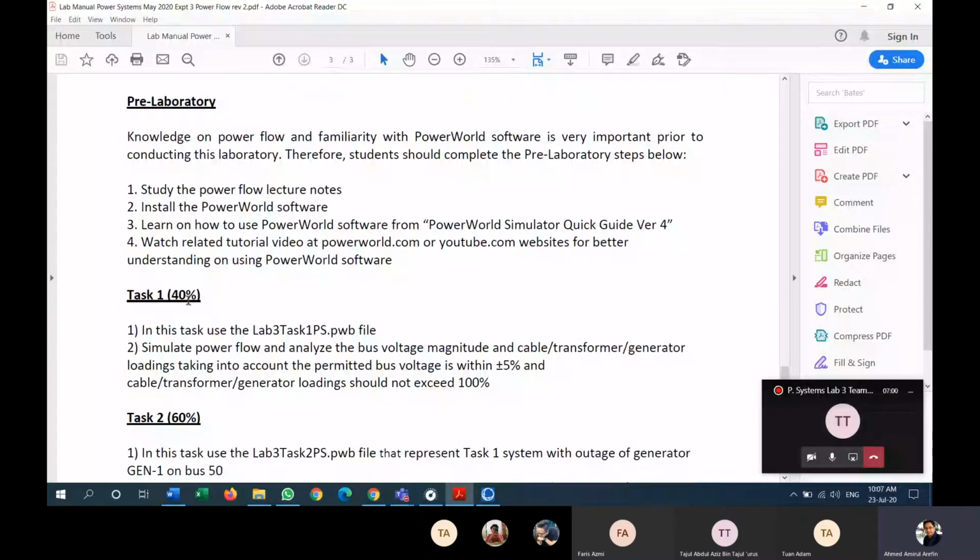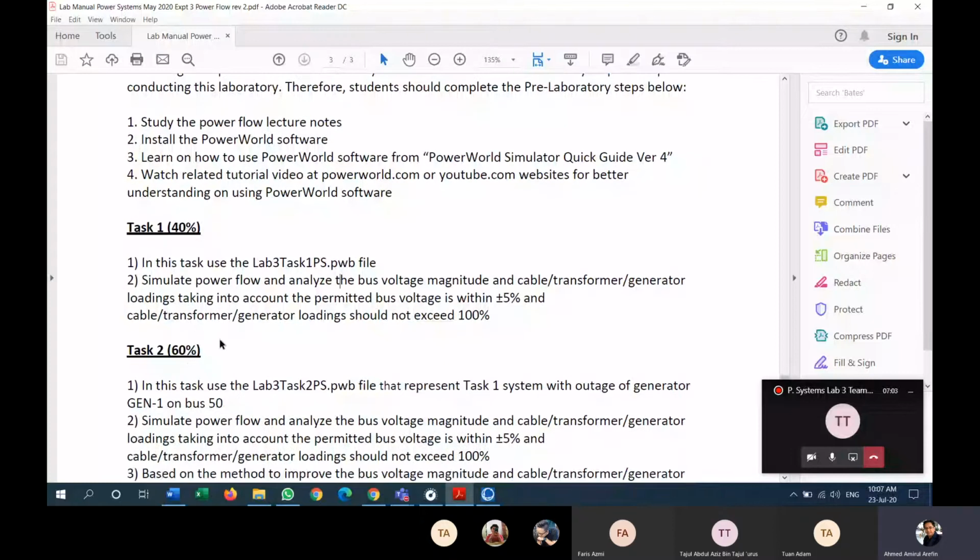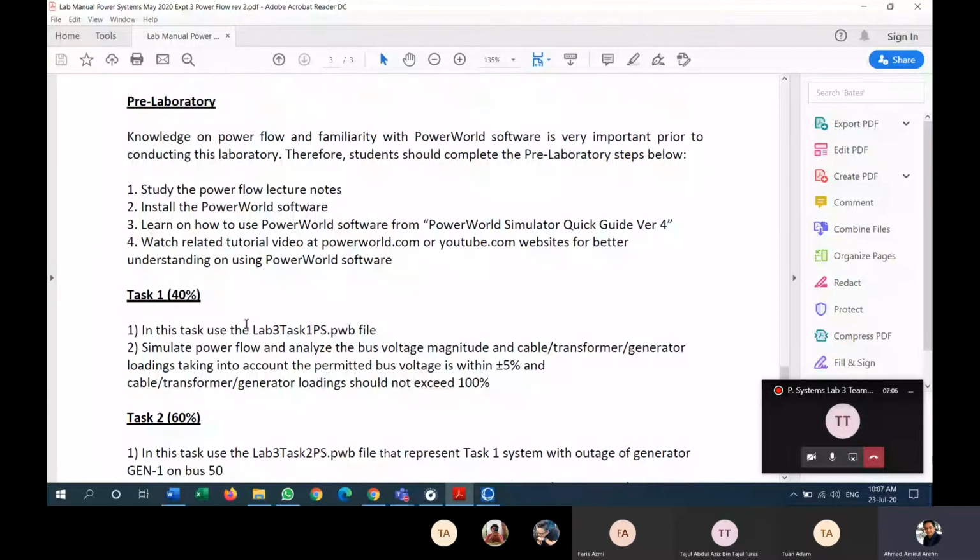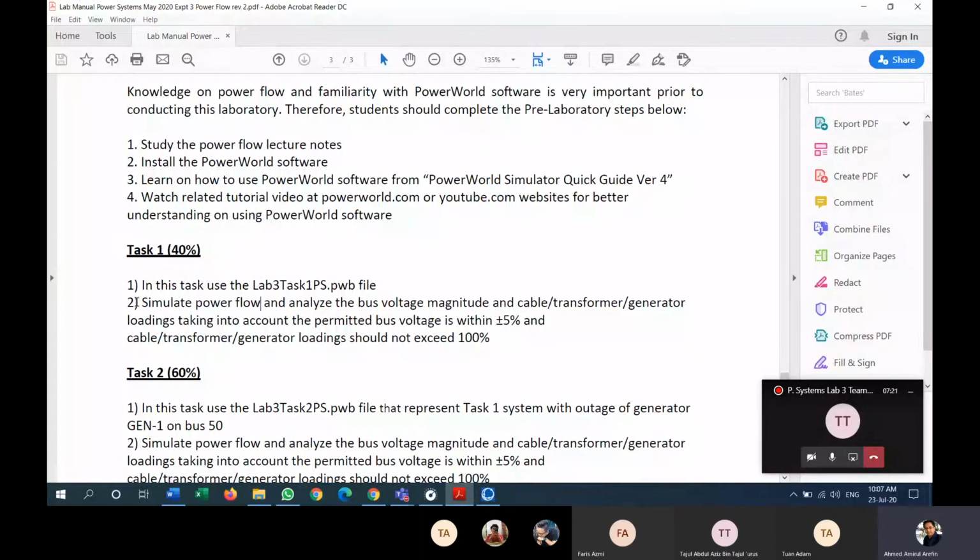Task 1 contains 40% and task 2 contains 60%. For task 1, we need to use this particular file, which I think you have already downloaded. You need to simulate the power flow, and you have to analyze these particular parameters. The voltage parameters cannot be less than plus minus 5%.